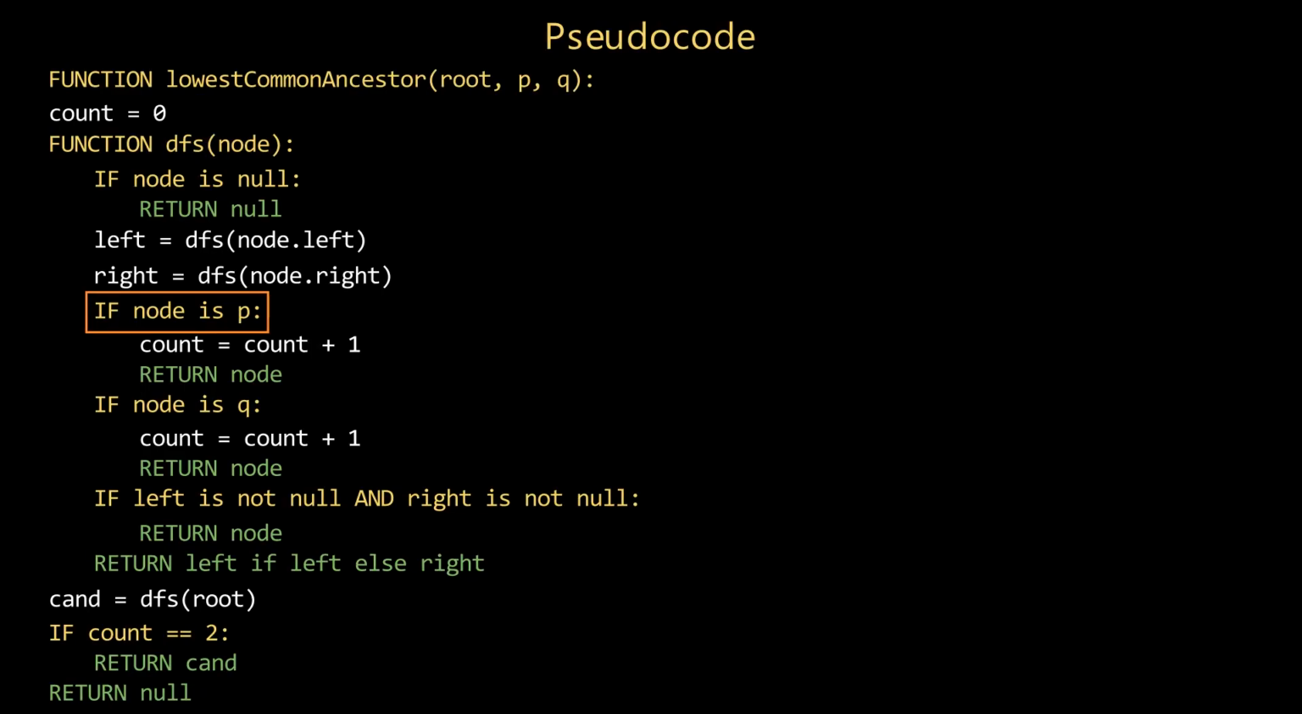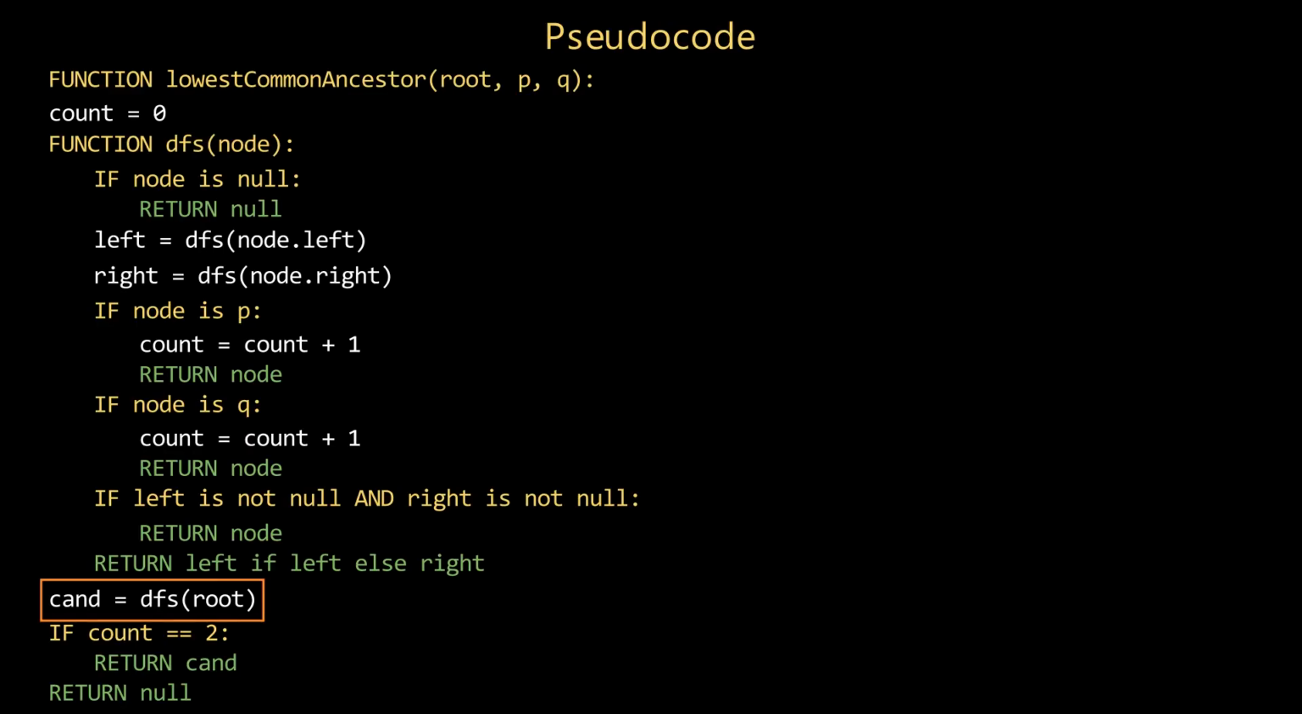If the current node is P, increment the counter and return this node. Add 1 to count. Return the current node. If the current node is Q, increment the counter and return this node. Add 1 to count again when needed. Return the current node. If both subtrees return a non-null pointer, this node is the merge point for this frame. Return this node. Otherwise relay whichever side is non-null, or null if neither.